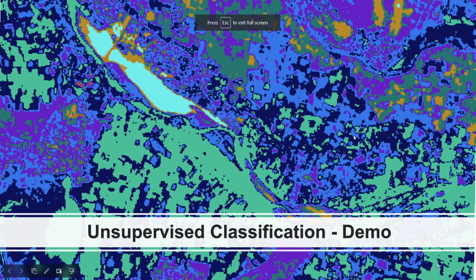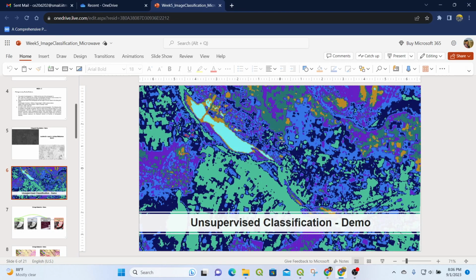So next is the unsupervised classification. I have a small study area, and in this we are going to see how we can use QGIS to do the unsupervised classification. I'm going to demonstrate how we can perform it, and this is one of the outputs which I generated yesterday while checking whether it is working or not. So we will do the same data set now.